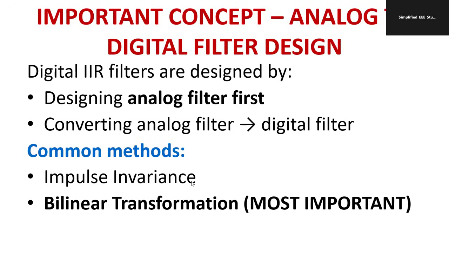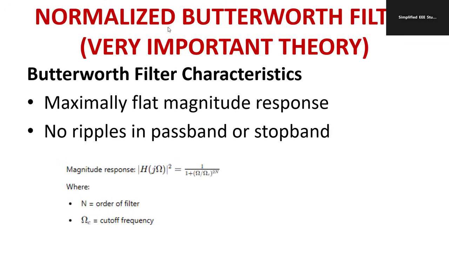Common methods are the impulse invariance method and the second method, called the BLT method. It is bilinear transformation, which is very sure. I promise you this is very important from the exam point of view. Impulse invariance, I'm not sure, but BLT, bilinear transformation, is one of the most important methods used for designing analog to digital filters. Kindly underline and remember. Normalized Butterworth filter is very important from your exam point of view.